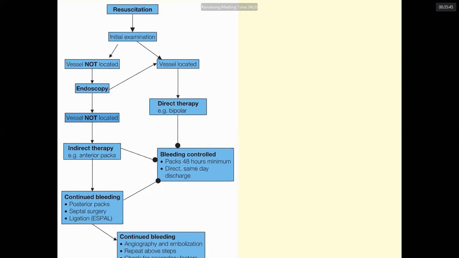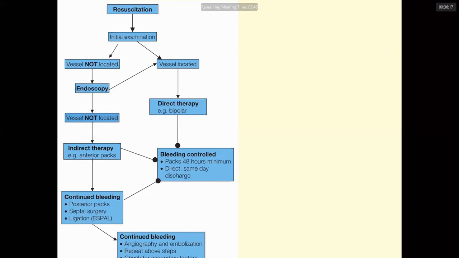Once we pack the nasal cavity, the artery could be anywhere. So all of the arteries get compressed and the bleeding is stopped. So, bleeding control. Okay, packs are kept for at least 48 hours, and it can be kept for as long as 72 hours. Right? But even after intranasal packing, if there is continued bleeding, then you need to suspect posterior bleeding, and then you need to do posterior nasal packing.